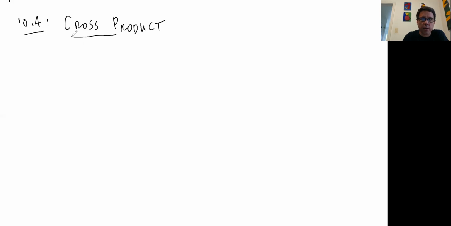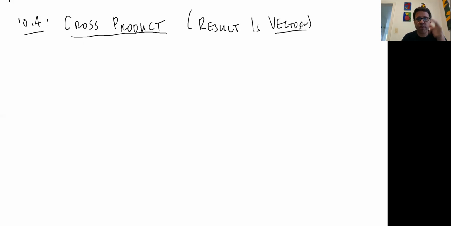Okay, so we're going to talk about the second kind of product, which I already hinted at before. It's called the cross product. Somehow in your brain, just realize that the answer is not a number anymore. When I do this, the result is a vector. So it takes two vectors, crosses them together, and I get a third vector.